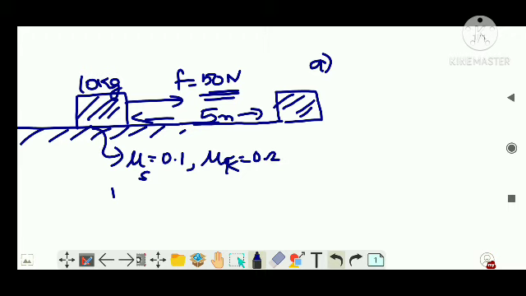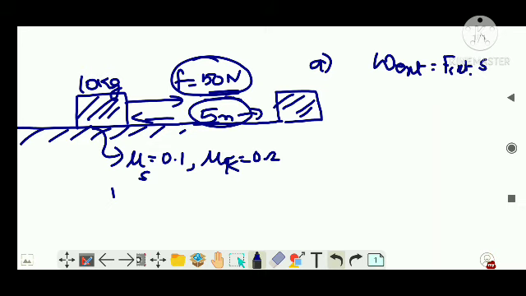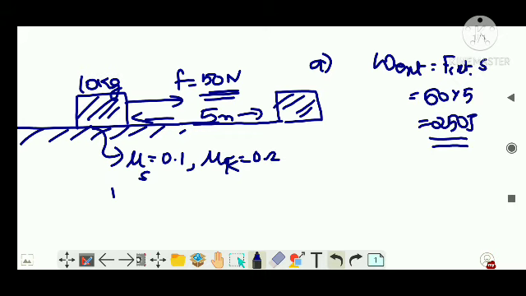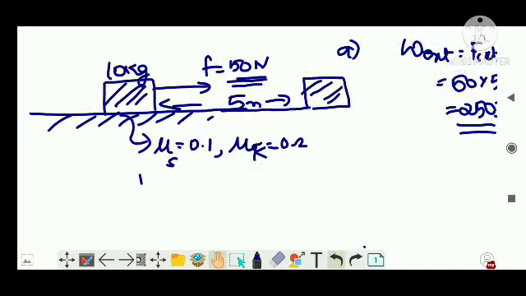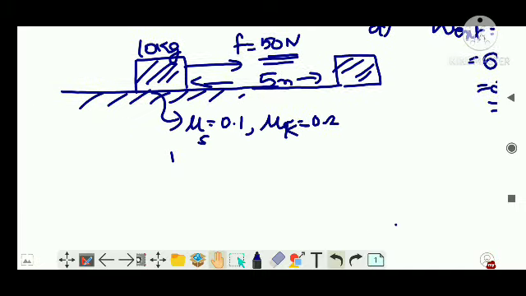So here I will write, due to the external force, what is the work done? Work done by the external force is equal to external force dot displacement, right? What is the angle between 50 Newton and 5 meter? 0 degree. So I can just write it as Fs, that is 50 into 5, that is 250 joules. Simple, right? Whereas in the next case, this is the second question, you are asked what is the work done by the friction.